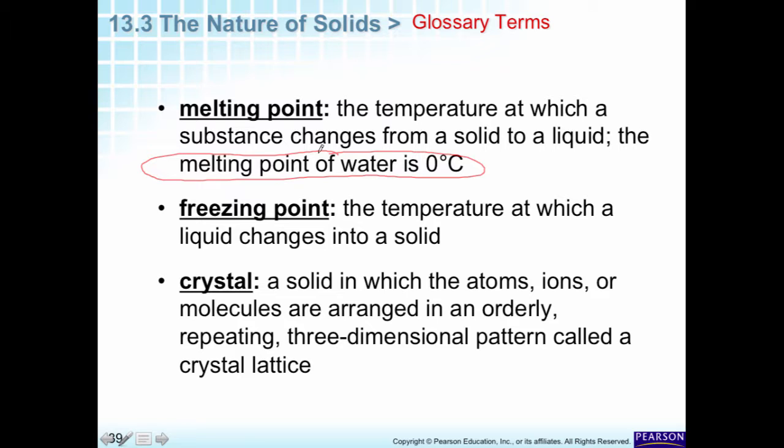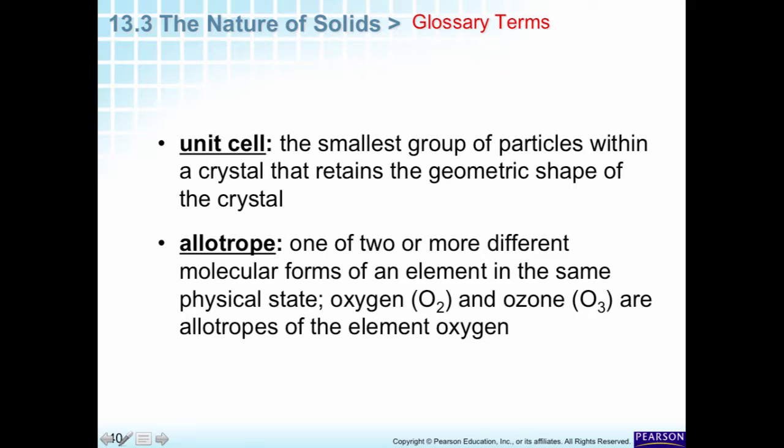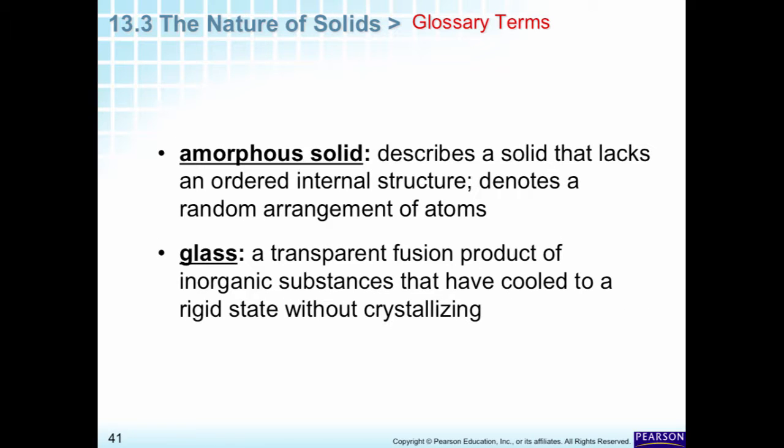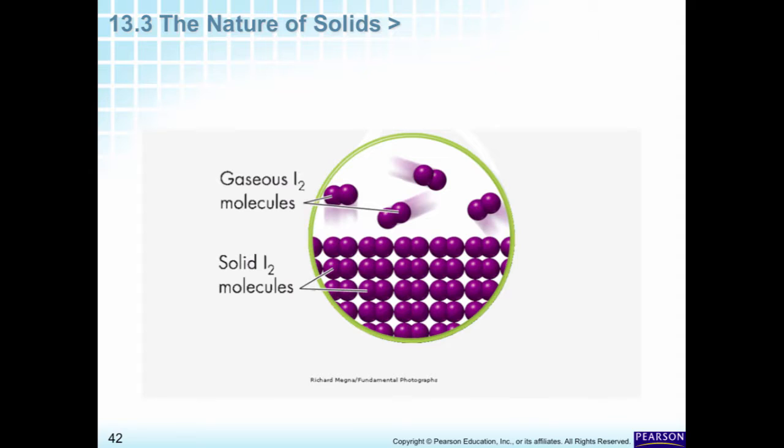Freezing point, the temperature at which a liquid changes to a solid. Crystal, a solid in which the atoms, ions, and molecules are arranged in an orderly, repeating 3D pattern called a crystal lattice. Unit cell, the smallest group of particles within a crystal that retains the geometrical shape of the crystal. Allotrope, we talked about a lot. Amorphous solid, and glass. All right, this goes into section 13.4 now. One of the things they talked about in 13.4 was sublimation.